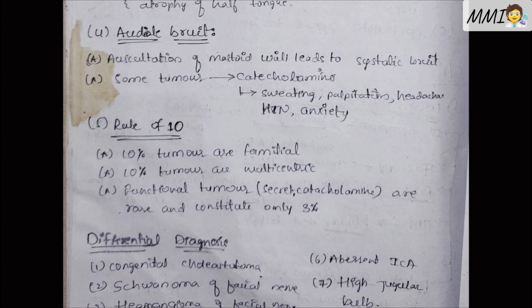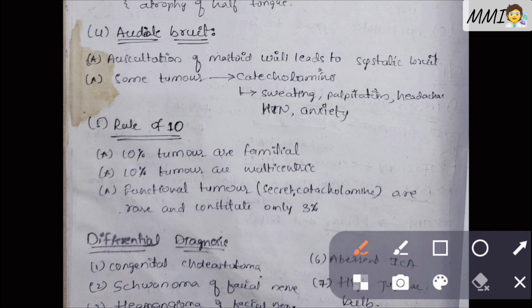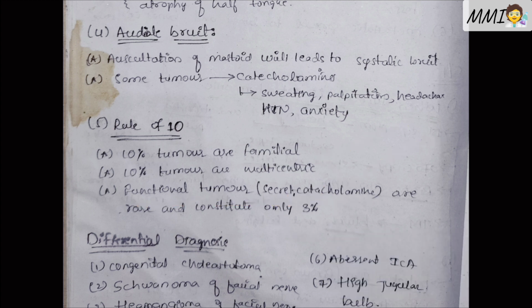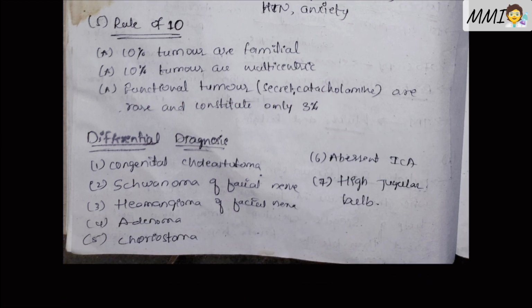It follows the rule of 10. What is the rule of 10? The rule of 10 says 10% of tumors are familial, 10% of tumors are multicentric, and some are functional tumors that really secrete catecholamines, that is 3%. So 10% are familial, 10% are multicentric, and 3% release catecholamines.